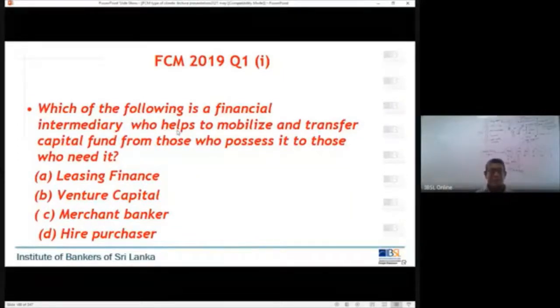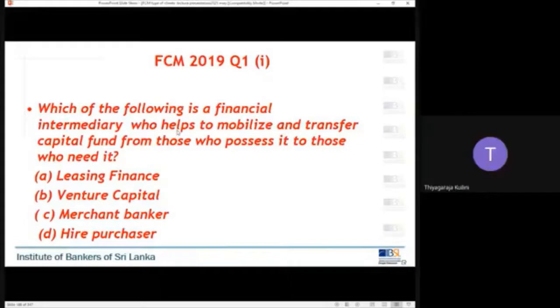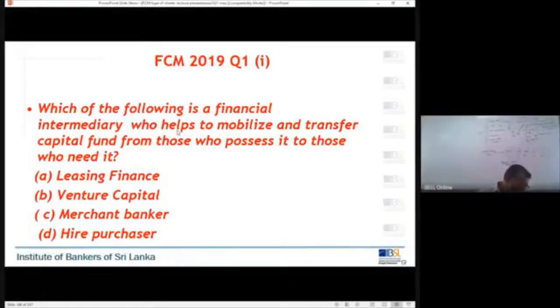Now look at my question. That is my question in financial science management. They also ask the question. I need a good answer for this. This is a 2019 question paper. Which of the following is a financial intermediary who helps to mobilize and transfer capital funds from those who possess it to those who need it? Leasing finance, venture capital, merchant banker, hire purchase. Venture capital, right? The answer is venture capital. Now we got the point, no?